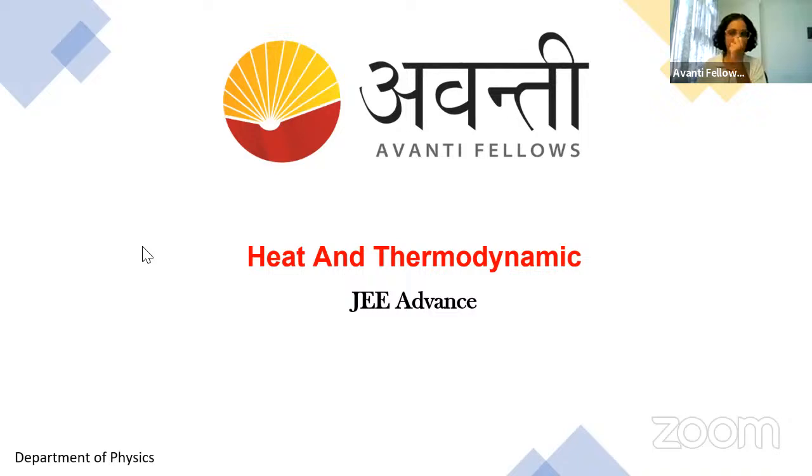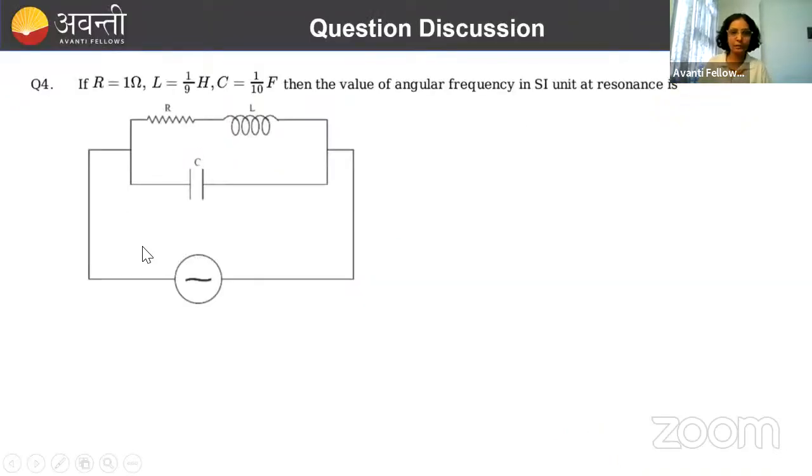Okay, so I had discussed questions from Sunday test yesterday, and there was some question left that I missed out on yesterday that I will be discussing a bit. That will hardly take 1 minute. So this question I have discussed, right? Here, what we needed to find was the angular frequency in SI unit at resonance, right?